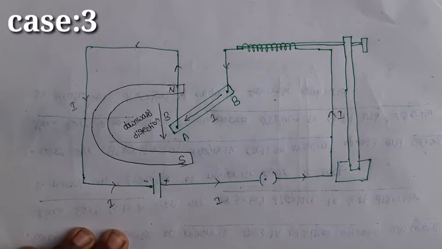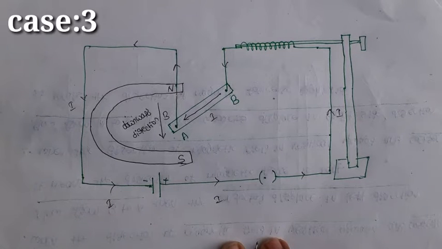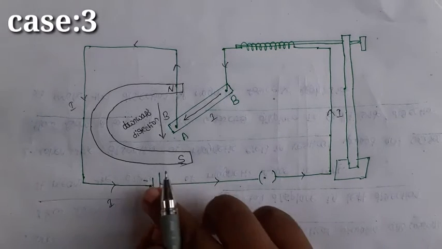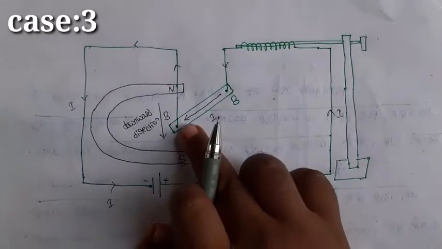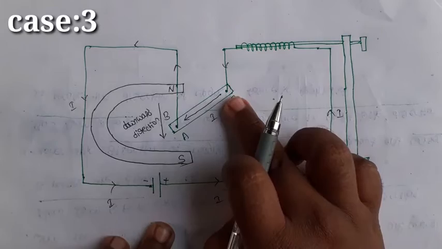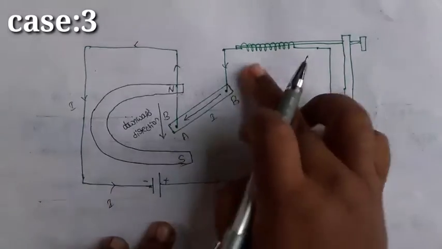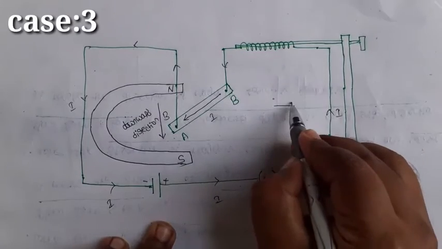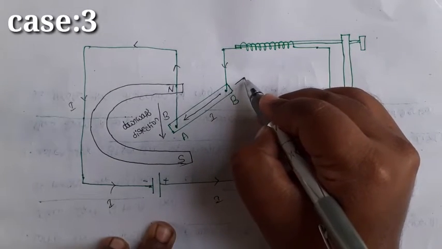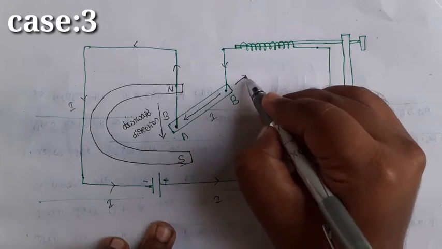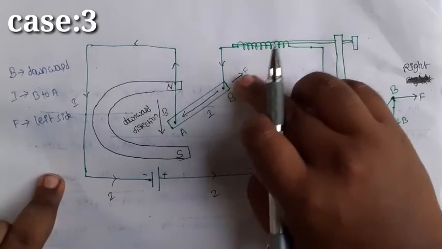This is the direction of the current. In this situation, when we switch on the circuit, what happens? Current flows in the conductor and exerts a force. Due to that force, the magnetic force is acting towards the left side. This is the direction of the magnetic field. So the displacement due to the magnetic force is in this direction. Force is acting in this direction, or the conductor is moving in this direction.